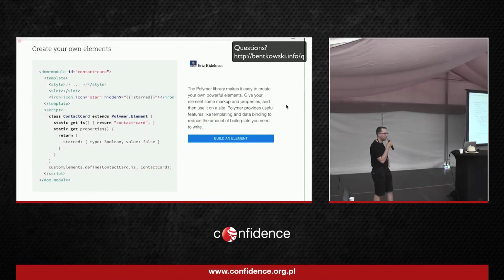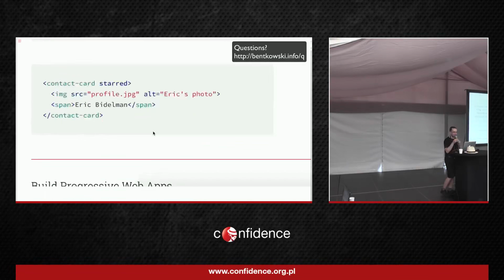Polymer makes it possible to use something that is known as web components. So you can define yourself a component. For example, here we have a component called contact card. And we have some script. We define the behavior of the element. And then later in the HTML, we can just use an HTML element called contact card. And it would work just as we wrote it.